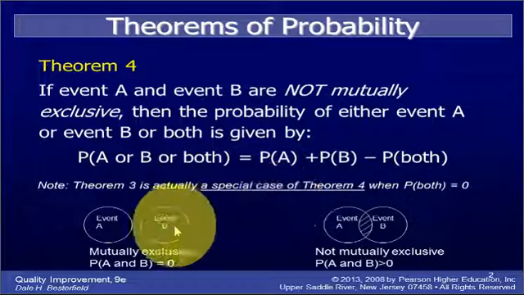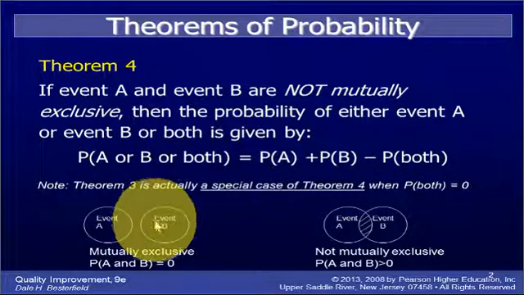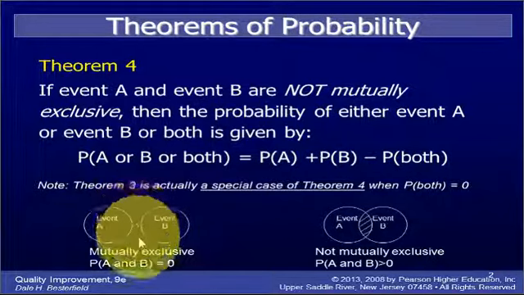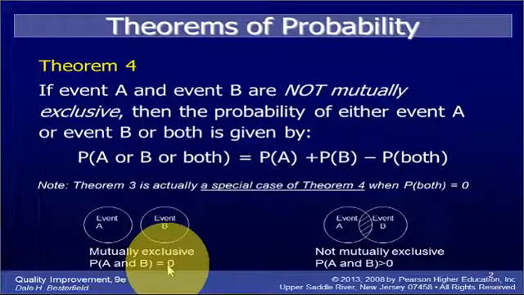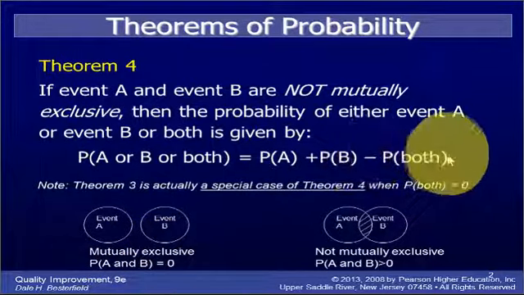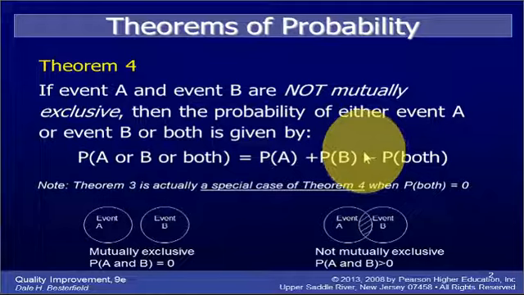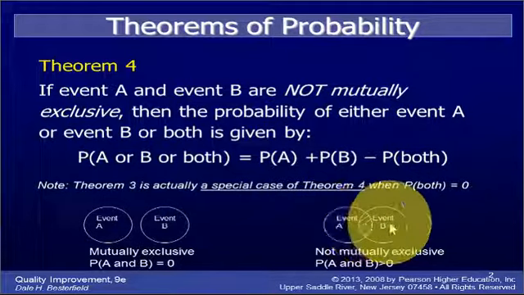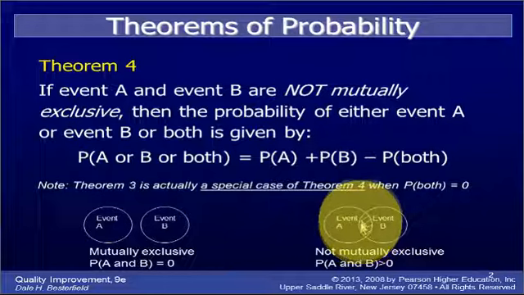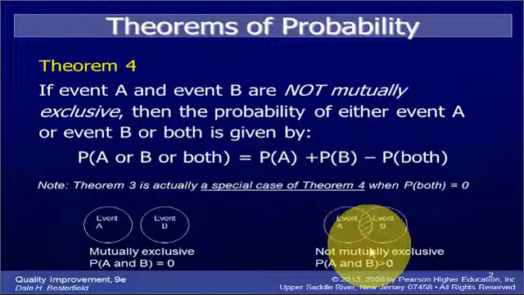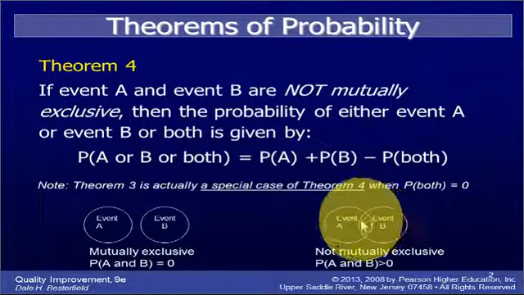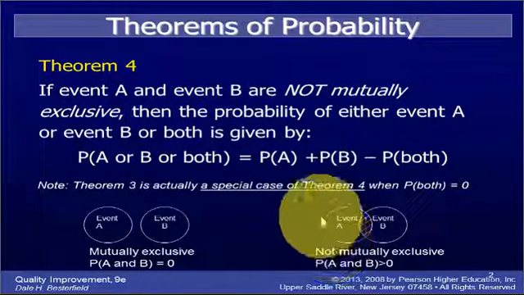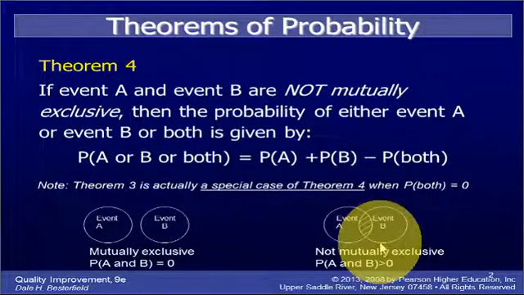Okay, so if A and B are mutually exclusive events, then they have no overlap outcomes. So the probability of both A and B occurring is 0, and therefore it leaves theorem 4 the same as theorem 3. And if A and B are not mutually exclusive, then there are some outcomes that are overlapped here. So if you use P(A) plus P(B), then this shaded area is counted twice. It was counted in the P(A), and it was also counted in the P(B), right?